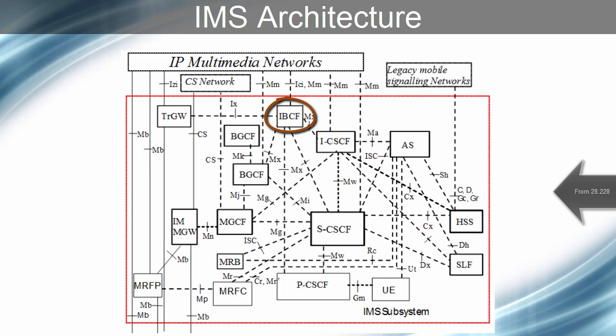IBCF controls the Transition Gateway. Transition Gateway does the user plane processing for a call destined to some other IMS network. MRFC is used to control MRFP. MRFP is used to do user plane processing for various services such as conferencing, announcements, etc.